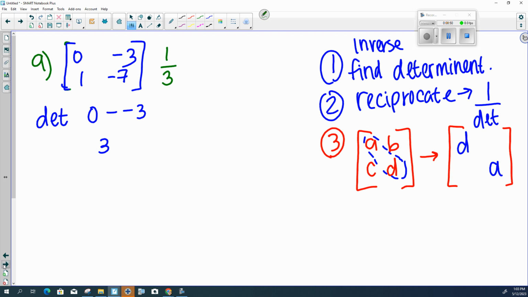Green. C and B get to stay in their same spot, but you change their signs. So let's see what that looks like. A and D have to switch spots. One and -3 get to stay in their corners, but their sign will change. So if it's positive, it will become negative. If it's negative, it will become positive.